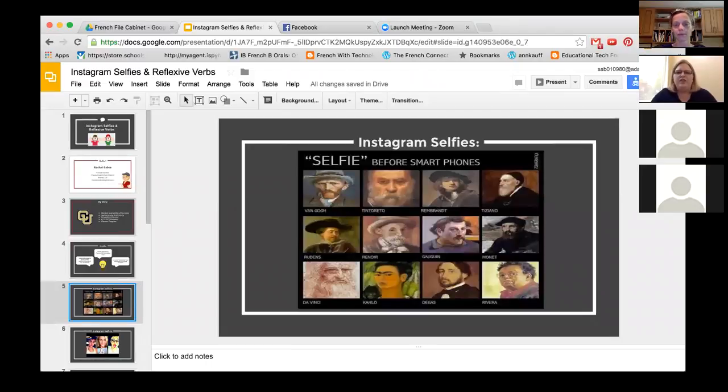I thought I would start first by showing you some of the materials that I use to introduce the project to my classes. I don't just dive right in. At this point in the unit, we have done reflexive verbs or pronominal verbs, however you would like to refer to them. So the students are fairly confident with them. They've played around with them. They know the vocabulary. They're pretty good at putting them together and using them effectively.